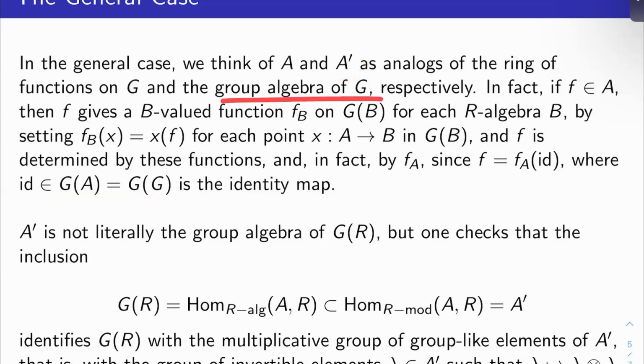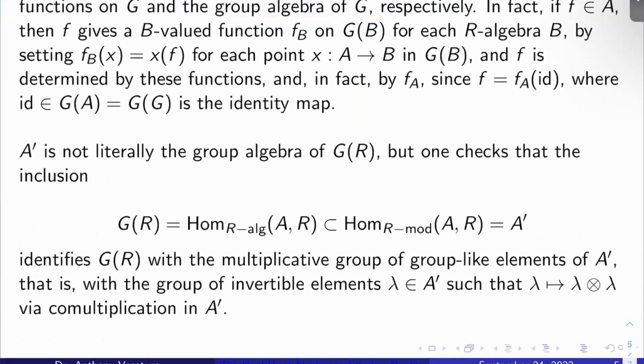A prime is not actually the group algebra of G, or of G of R, rather, but you can check that there's an inclusion of G of R, which is by definition, by equivalence of categories, R-algebra maps from A to R. That, of course, lives in R-module maps from A to R, and that's A prime, okay? So what is G of R as it sits inside A prime here? You can identify G of R with the multiplicative group of group-like elements, which we talked about several videos ago, of A prime. That is, it's the group of invertible elements lambda in A prime such that lambda maps to lambda tensor lambda via co-multiplication in A prime. Okay, so it's kind of the group-like elements in A prime, rather than the entirety of A prime.